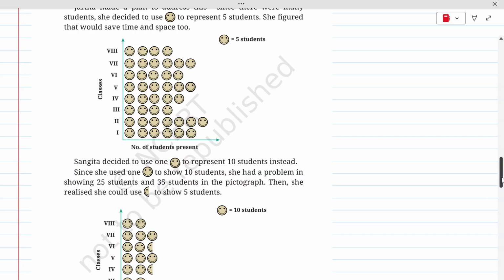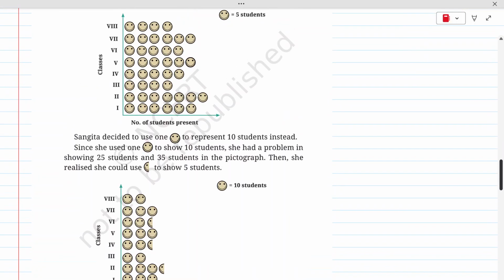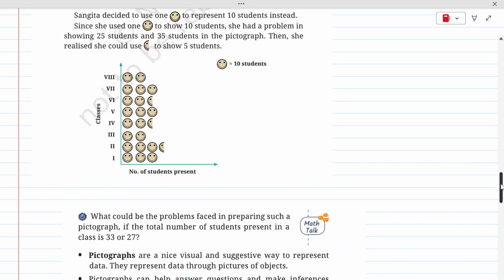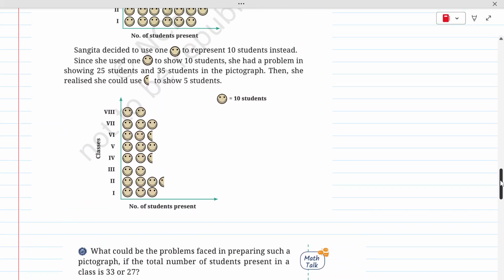This is same what we did in the case of triangles also, kids, where we use half the triangle. So in this case, what she is doing is she is using half of the smiley.